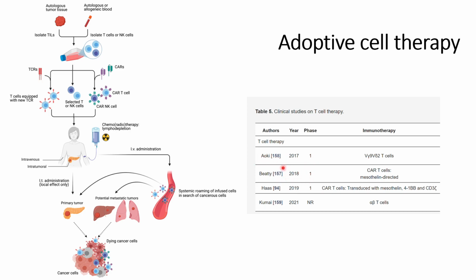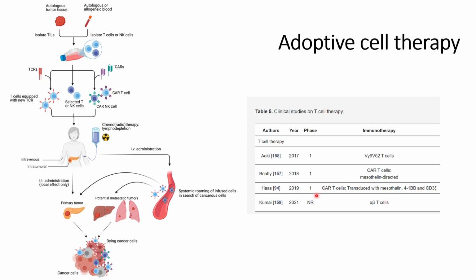So in this case the initial T cell therapy that was approved for the clinical stage was in 2017 by Oki, and they used these T cells with this kind of modification or this kind of receptors. And the next T cell therapy that has been approved for clinical studies is in 2018, and it is based on CAR T cells, and they are directed towards mesothelioma.